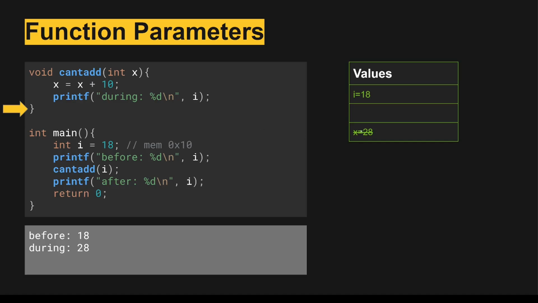When we return, X is no more. It's only local to this function. So it's gone, and that value still sits in memory, but it's not something we can use. And it's not guaranteed that it's still 28 either. Something else could have changed it. So at this point, we come back and we print I again, but I is still just 18. It hasn't been changed. And then we return 0, and we're done, and 18 actually goes away.